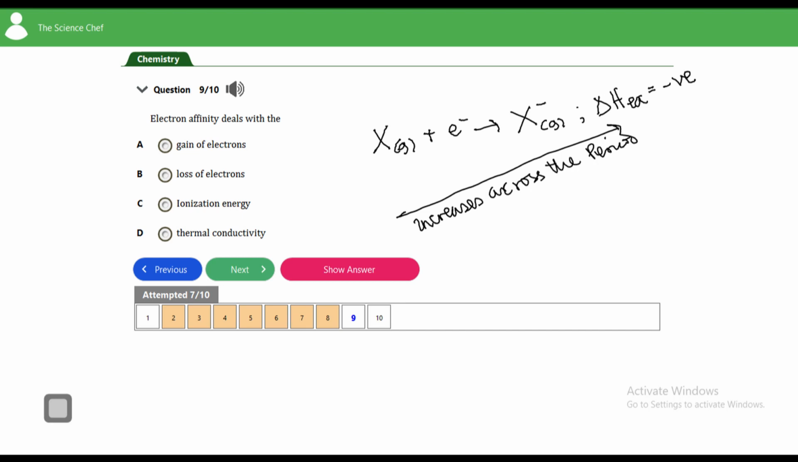So since it has to do with energy release when an electron is added, the answer here is A. That's gain of electrons. So let's look at other options. B, loss of electrons. No.